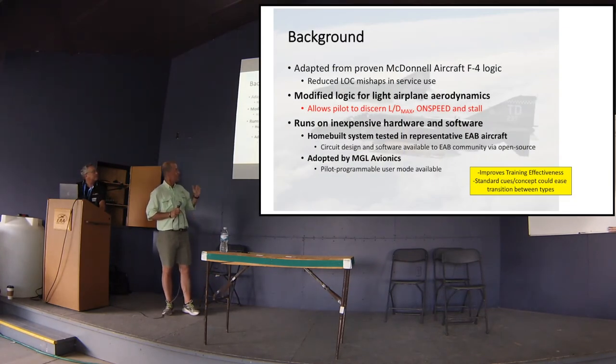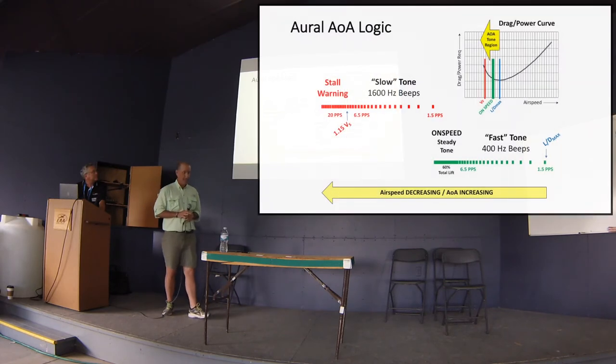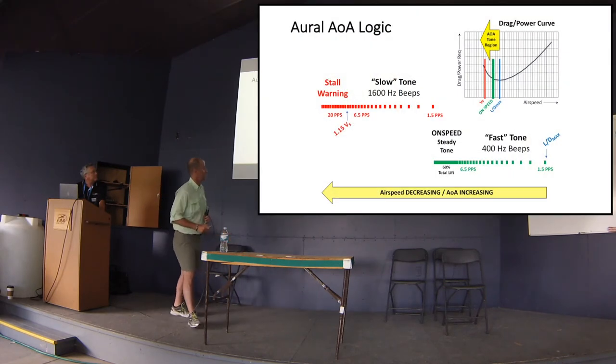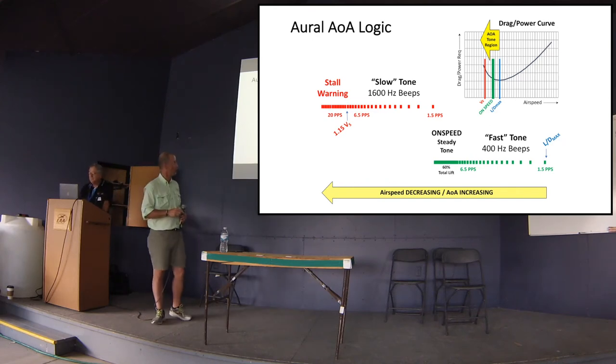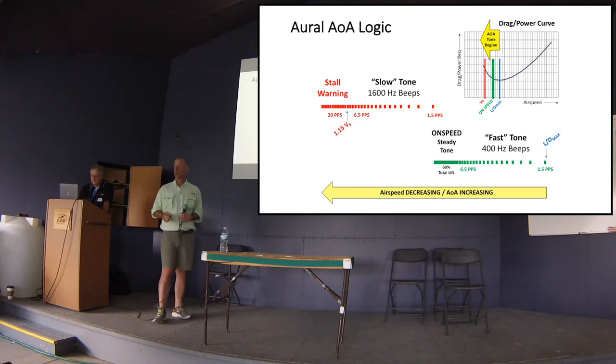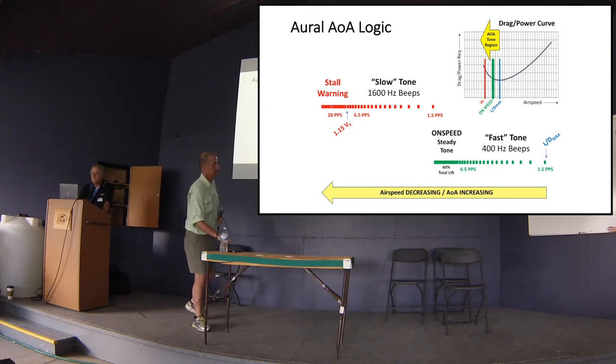That's it. Next slide. Okay. Don't spend too much time memorizing this. This is the tone pattern. It's just two different frequencies and a series of beeps, a solid tone, and some more beeps. And by listening to that, I know if I'm on speed, slightly fast, fast, slow, or really slow, and I get a good stall warning. Next slide, please.